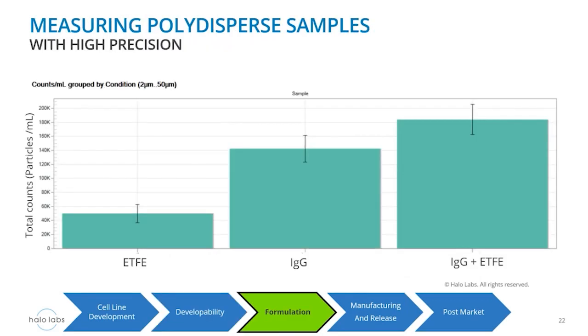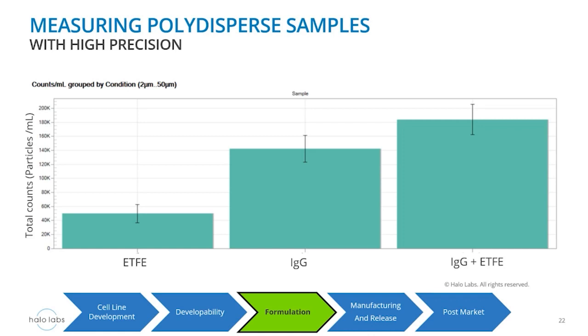When you enter the formulation stage, you want to be able to measure polydispersed samples with high precision. And to demonstrate how the Aura does a very good job of doing exactly that, we have 3 different samples. The first one being ethylene tetrafluoroethylene. This is a reference material from NIST. It is supposed to mimic large protein aggregates, a polydispersed sample of protein aggregates.